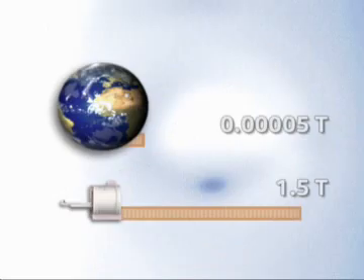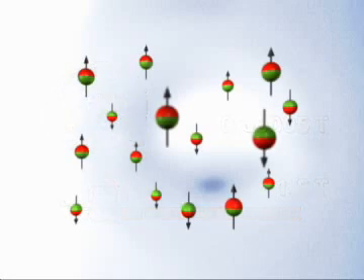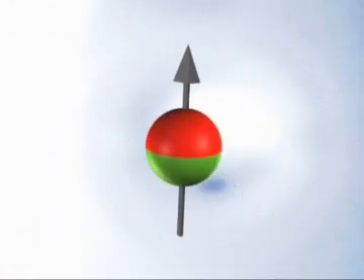0.00005 Tesla. The static main magnetic field of a 1.5 Tesla magnet is approximately 30,000 times stronger than the Earth's magnetic field. The MRI is based on the magnetic properties of the most prevalent atomic nucleus in the human body, the hydrogen atomic nucleus, which is found in tissue and blood.